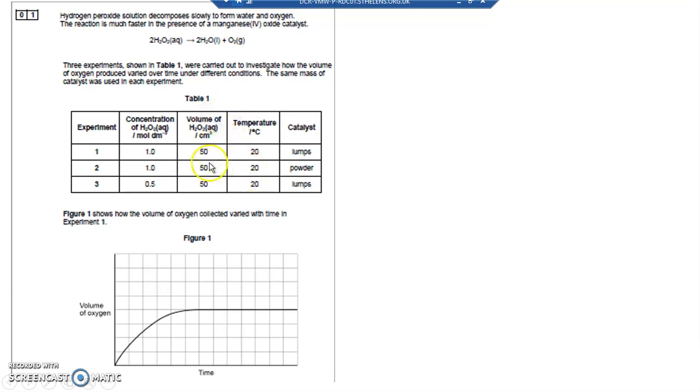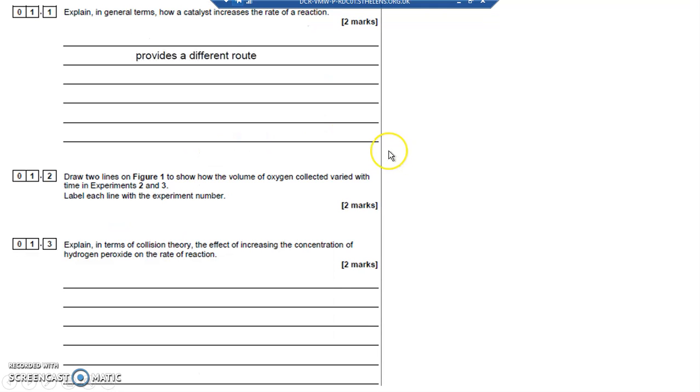So the temperature is staying the same, the amount of water in the mixture is staying the same, so concentration and temperature is staying the same, but the form of the catalyst, whether it be lumps or powders, is changing, and the concentrations of the initial hydrogen peroxide are changing. So let's have a little look.